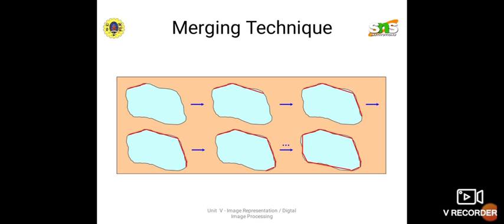In the second image, again we start with the end point of the previous case and find a point where the value exceeds the threshold, then join the 2 points. Similarly, we continue until we complete the whole boundary. Okay, this is the merging technique. Again it comes under polygon approximation.